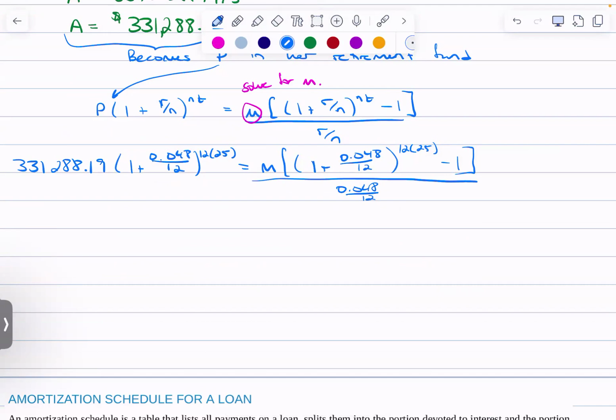Okay. 0.048. Whoa, Emily. I tried to forget a zero, making it 48%, and that would be insane. So good thing I caught it.